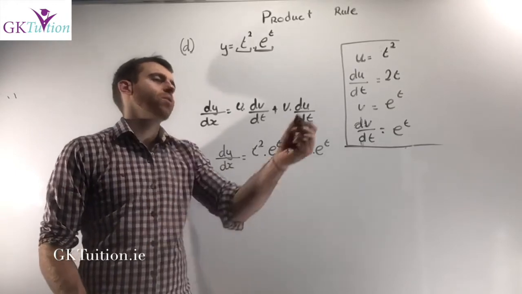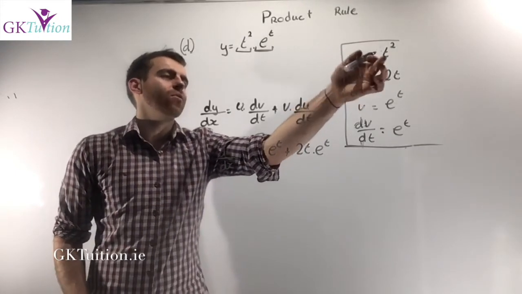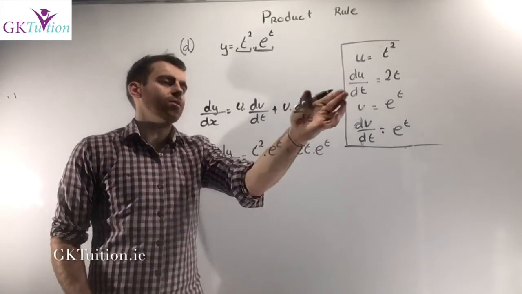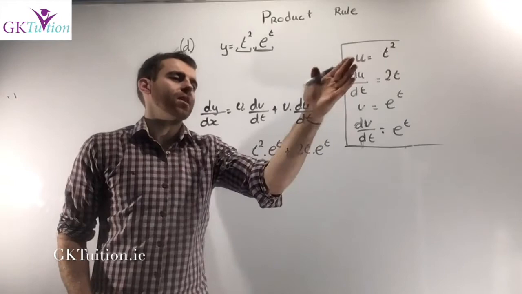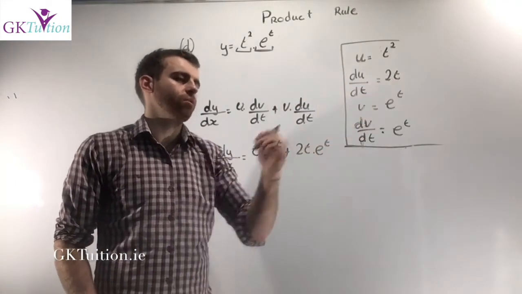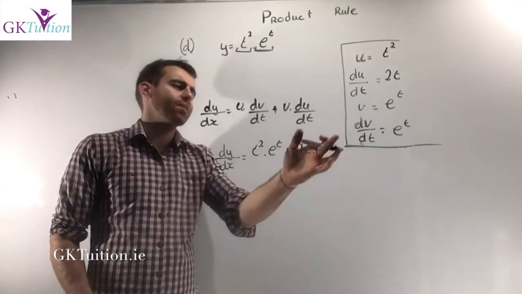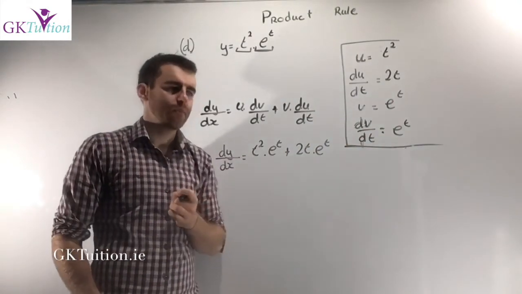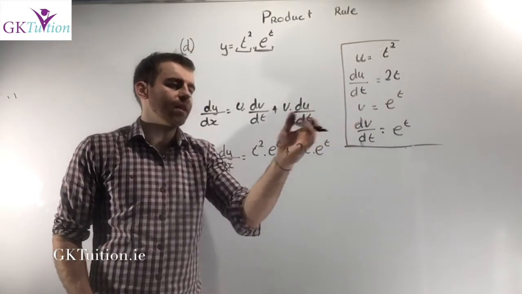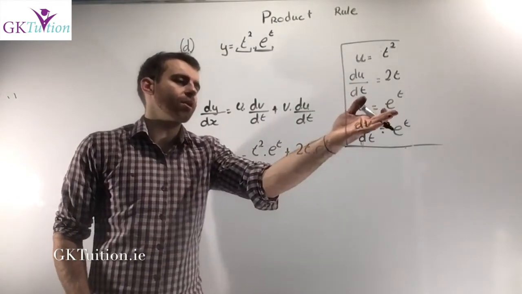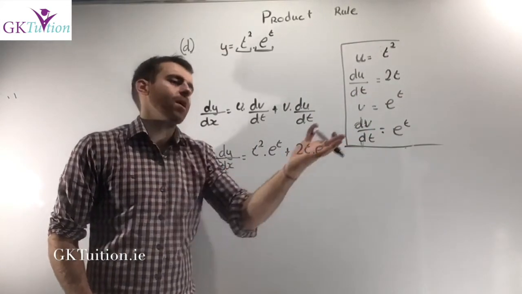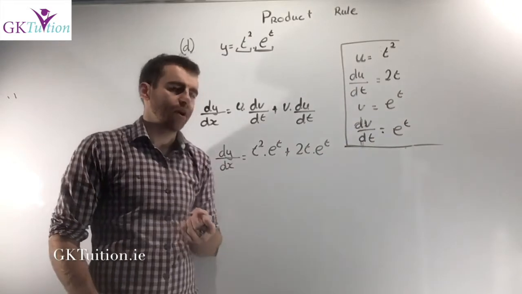So in this case, u is t squared, and if I differentiate u relative to t, I get du/dt. If u is equal to t squared, I can say that du/dt, the 2 comes in front, and I just get 2t. And then v in this case is e to the power of t. To get the derivative of v, dv/dt, according to the maths tables, if you have e to the power of something, it just stays the exact same. E to the power t becomes e to the power t.